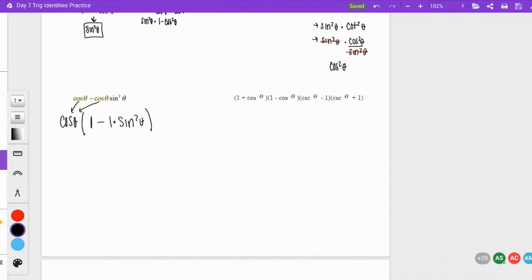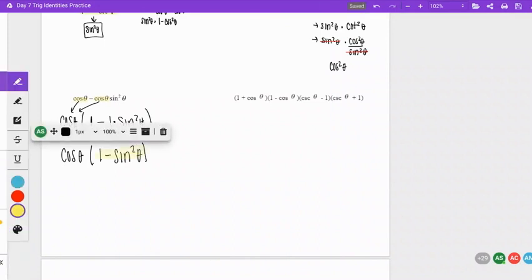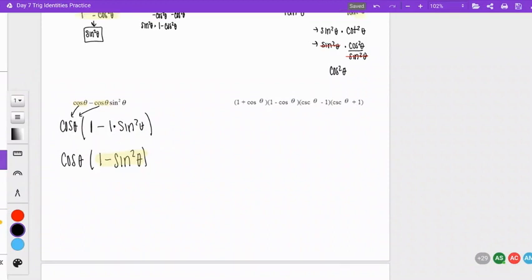And really, what's written in parentheses simplifies to something that would look like this. The cosine of theta times 1 minus sine squared of theta. Well, okay, 1 minus sine squared of theta especially is a Pythagorean identity, right? That comes from the main one, sine squared of theta plus cosine squared of theta equals 1. If you subtract the sine squared of theta from both sides, you get that cosine squared of theta equals 1 minus sine squared. And that is that Pythagorean identity right there.